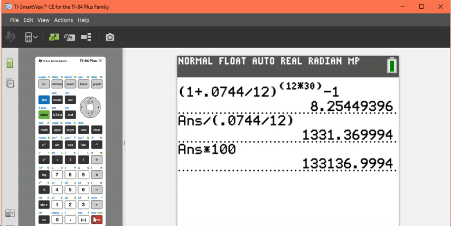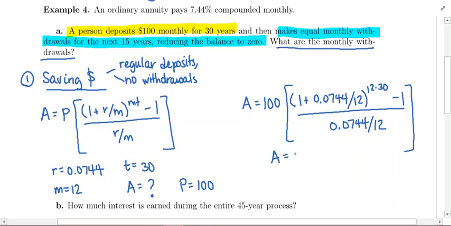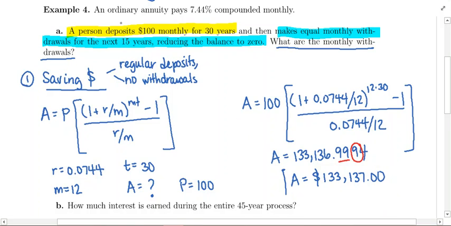So let's go and jot this down. This is going to be dollars and cents, so we are going to have to round this to the nearest cent. This is the number that comes out of the calculator. And so now let's talk about rounding. We've got 99 cents and then there's a 9 that comes after, so you've got to bump this up to the next dollar. So at the time of retirement, the person has $133,137.00 in their account.